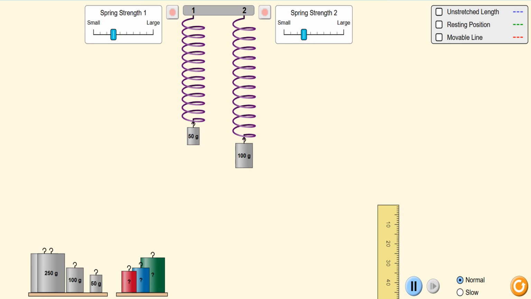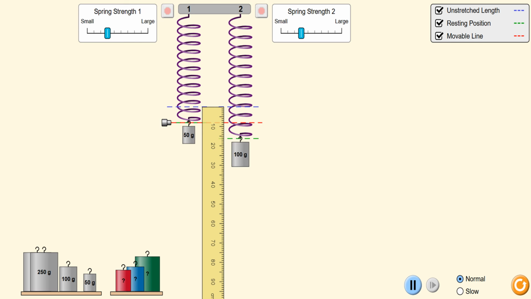So on the screen, I have a screenshot from a PhET simulation, which allows us to understand how different masses affect the spring in different ways. So I have two springs here, and they are both the same strength. And we can see that the 100-gram mass pulls the spring down further than the 50-gram mass. Now, looking at that, you may not straight away notice a relationship.